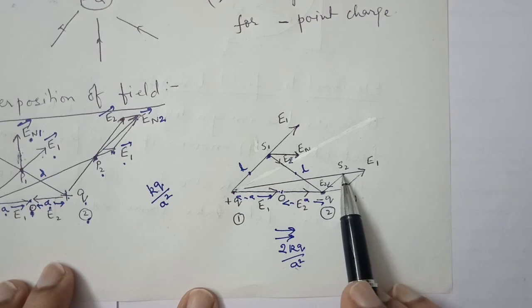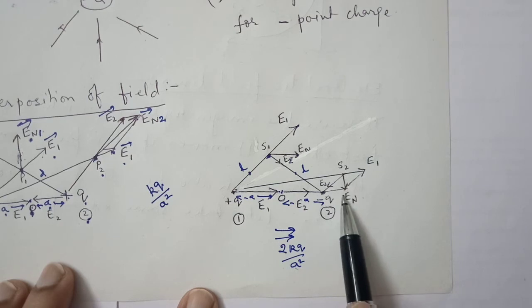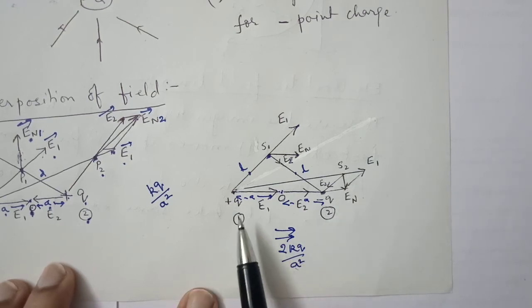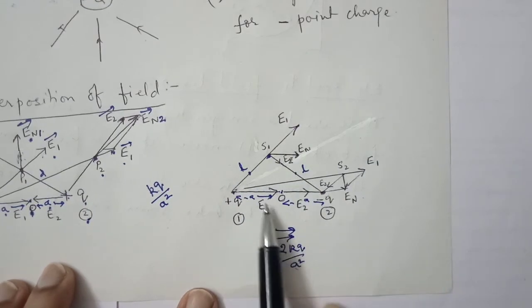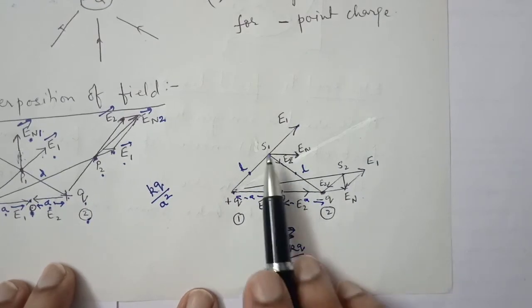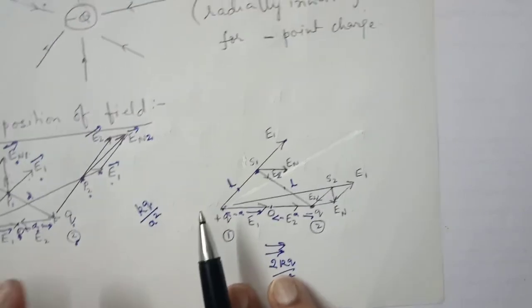Now considering the third point S2, again in the same way, this field is smaller and this field is larger, so the resultant will have accordingly some other particular direction. So again we can see how the field lines are getting modified depending upon the position and the signs on the two charges.